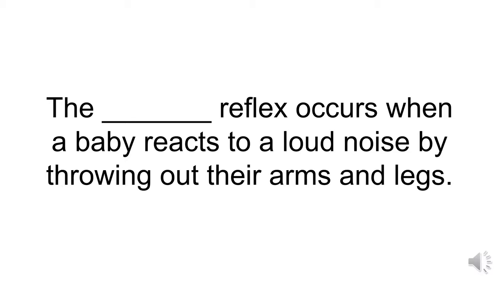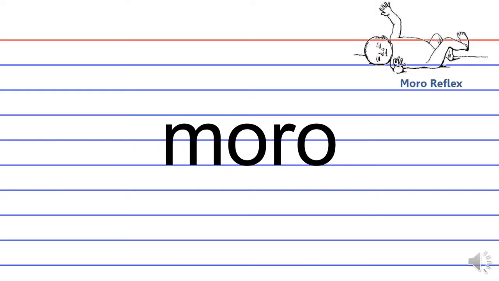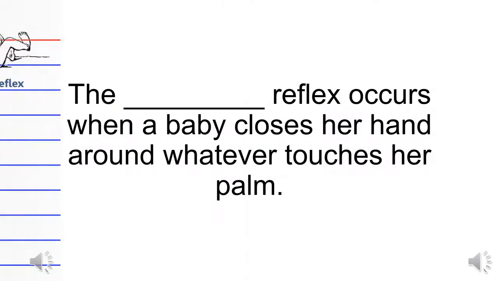The blank reflex occurs when a baby reacts to a loud noise by throwing out their arms and legs. So, what reflex is this? That would be the Moro reflex, okay? So when the baby hears a loud noise, like maybe a siren or something outside or a loud bang, their arms and legs flail out in surprise.